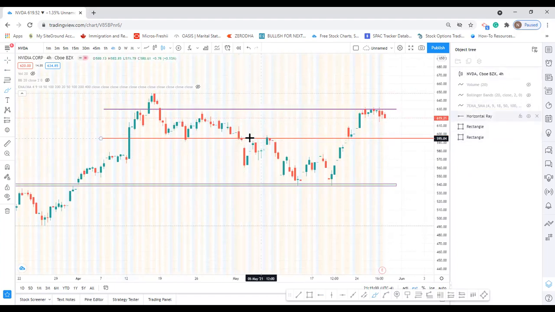So this is my resistance area, this is my support area, and this is my resistance and support area. This is my resistance area and this is support area as well. Why? What is support? Like a floor. Price doesn't go below that floor, right? And the resistance is your ceiling, price doesn't go above the ceiling. But once the price breaks the ceiling, then this ceiling will be your support area.